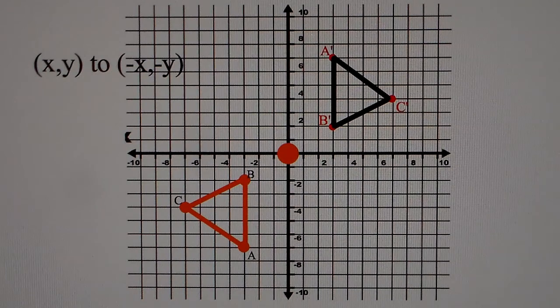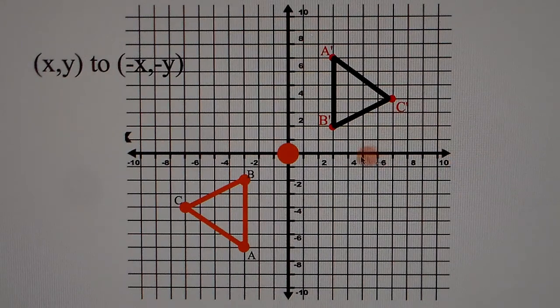The coordinates of A and A prime, as you see down here, are two different coordinates, so they are not the same. B and B prime, they're not the same, they moved. They're two different locations. C and C prime are also in two different locations. So they will not be the same. We already talked about the perimeter and the area.